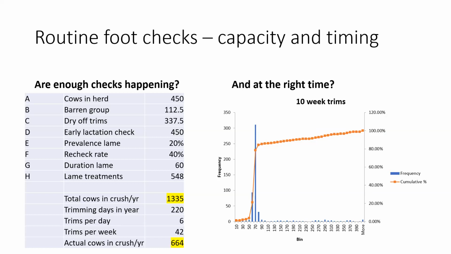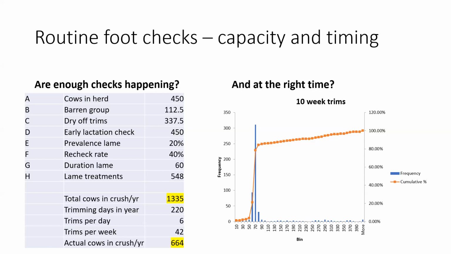We worked out that there were 112 cows that would be going barren on an average year. We would take those off the pre-dry foot checks, but we might not, because we might think, well, actually some of those are going to have some extended lactations. They might not go straight away, so they might want some extra trimming, so we might want to alter that a little bit. So then we've got some pre-dry trims.